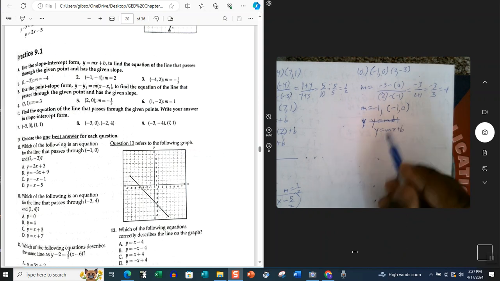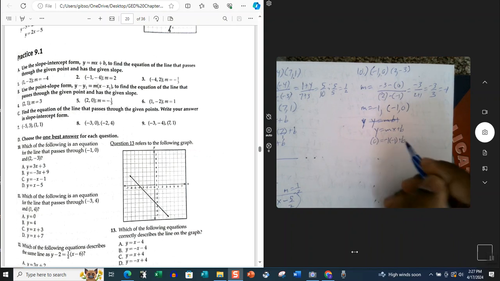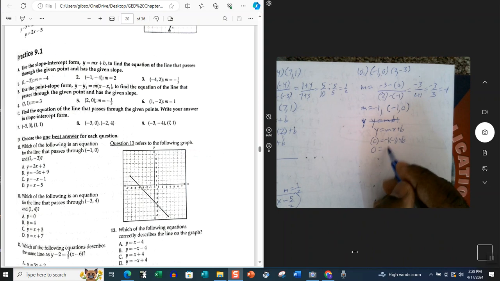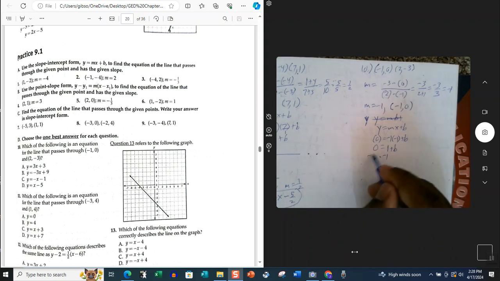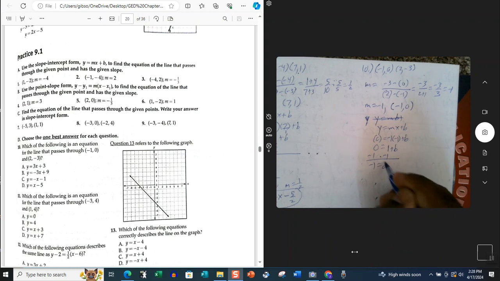So now we substitute. Y is 0, the slope is -1, and x is -1, plus b. So this is 0 is equal to 1 plus b. Subtract 1 on both sides, and -1 is equal to b.